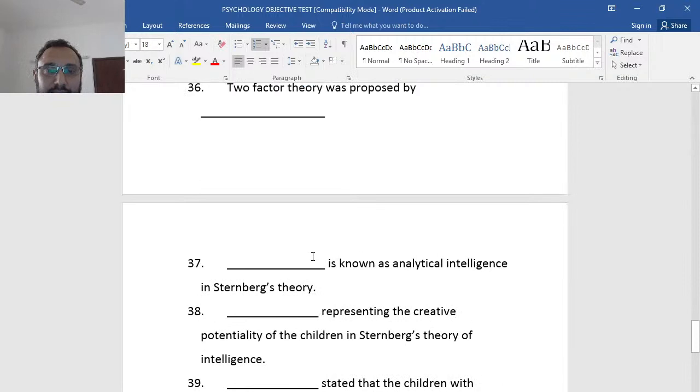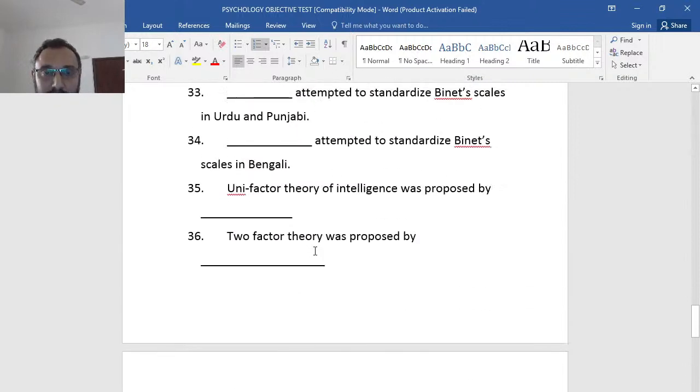Now, let us go to the theories. Unifactor theory of intelligence was proposed by... this is a very interesting concept, children. Unifactor theory was actually proposed by Alfred Binet, William Stern, Louis Terman. Some of the books give these three names. In some of the books, they don't have any name, they just say it is a theory. As per your syllabus, you follow Alfred Binet, Stern, Terman.